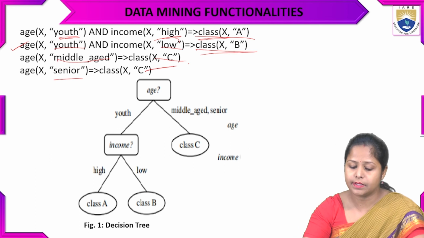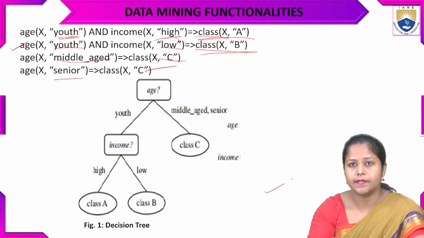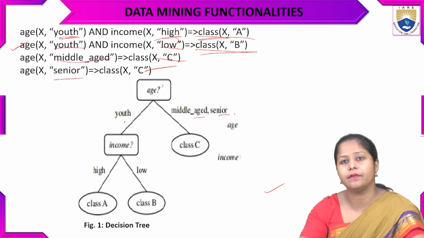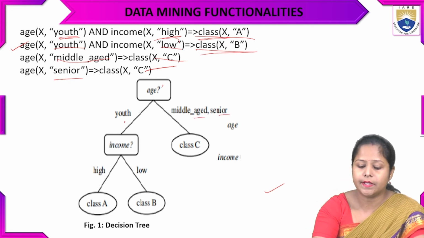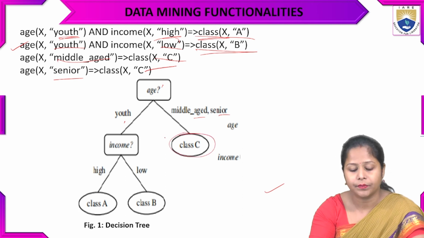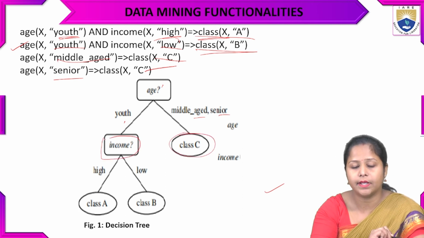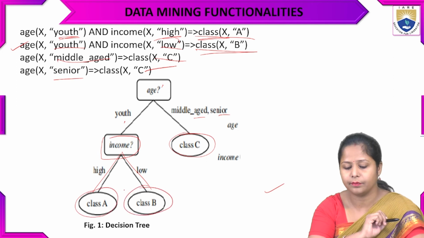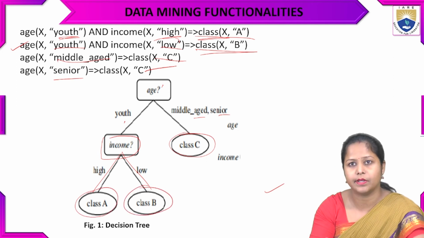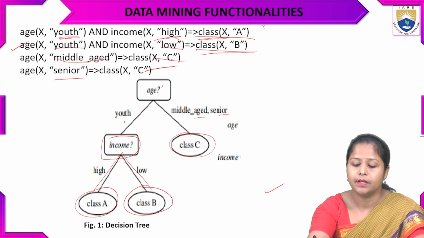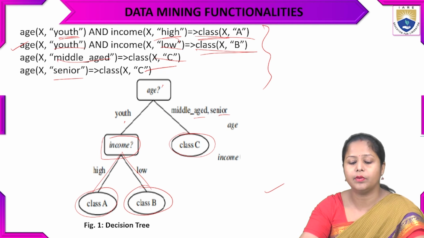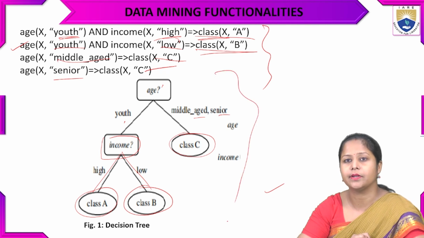So in this decision tree, we can see age is divided into youth, middle age, as well as senior. The middle aged and senior will come into class C. The youth will depend on the income attribute, and then it will be classified into high and low, and that will come into class A and class B, as in the earlier example we have also seen. So these are the rules, these are the model depicting the whole model in the form of this tree-like structure.